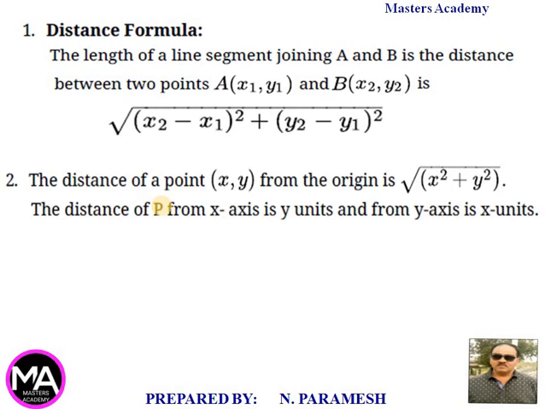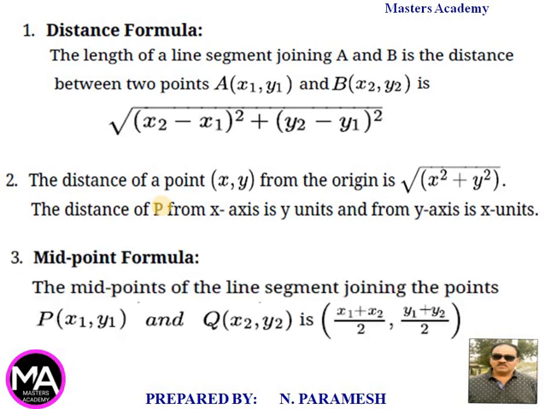Second point, the distance of a point (x, y) from the origin is root of x square plus y square. The distance of P from the x-axis is y units and from the y-axis is x units. Third point, midpoint formula. The midpoint of the line segment joining the points P(x1, y1) and Q(x2, y2) is ((x1 plus x2) by 2, (y1 plus y2) by 2).